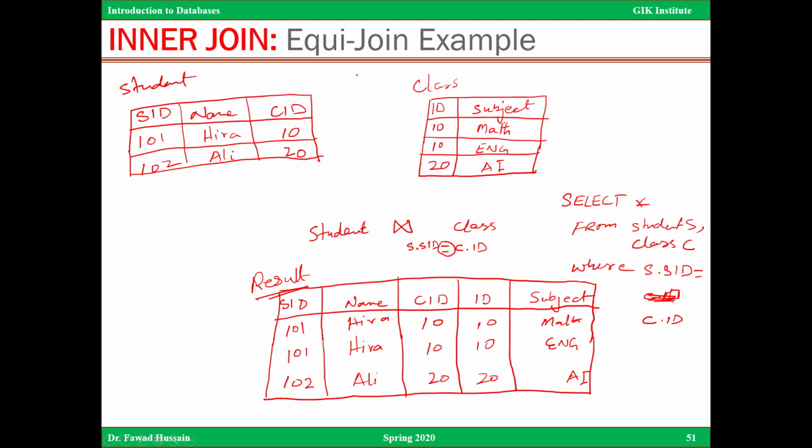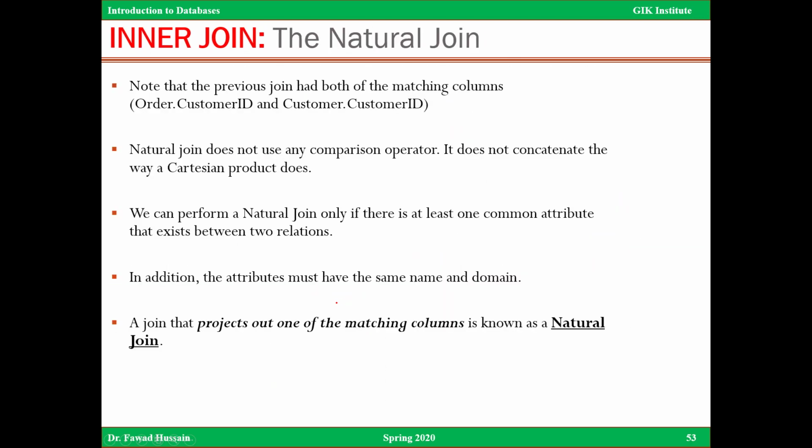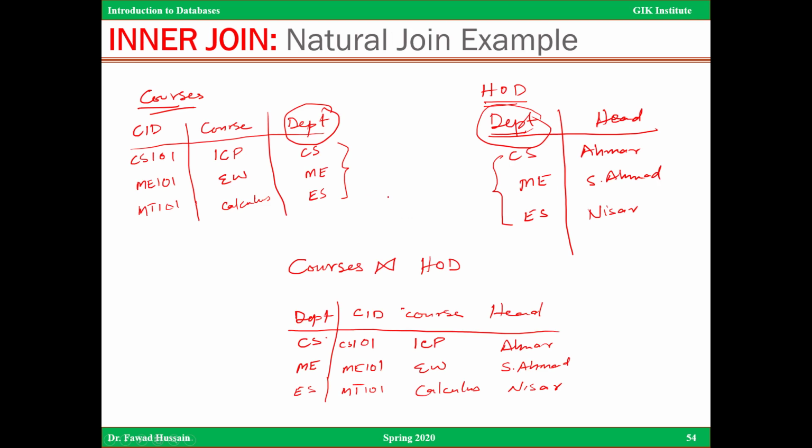In the second one, the Equi-Join, the values have to match. For instance, the student ID here and the class ID. So these two matched. And in the third case, the natural join, we are not going to specify anything, but it's going to figure out what the common column is, based on the name and the domain, and then it's going to perform the join. So these are the three types of inner join.